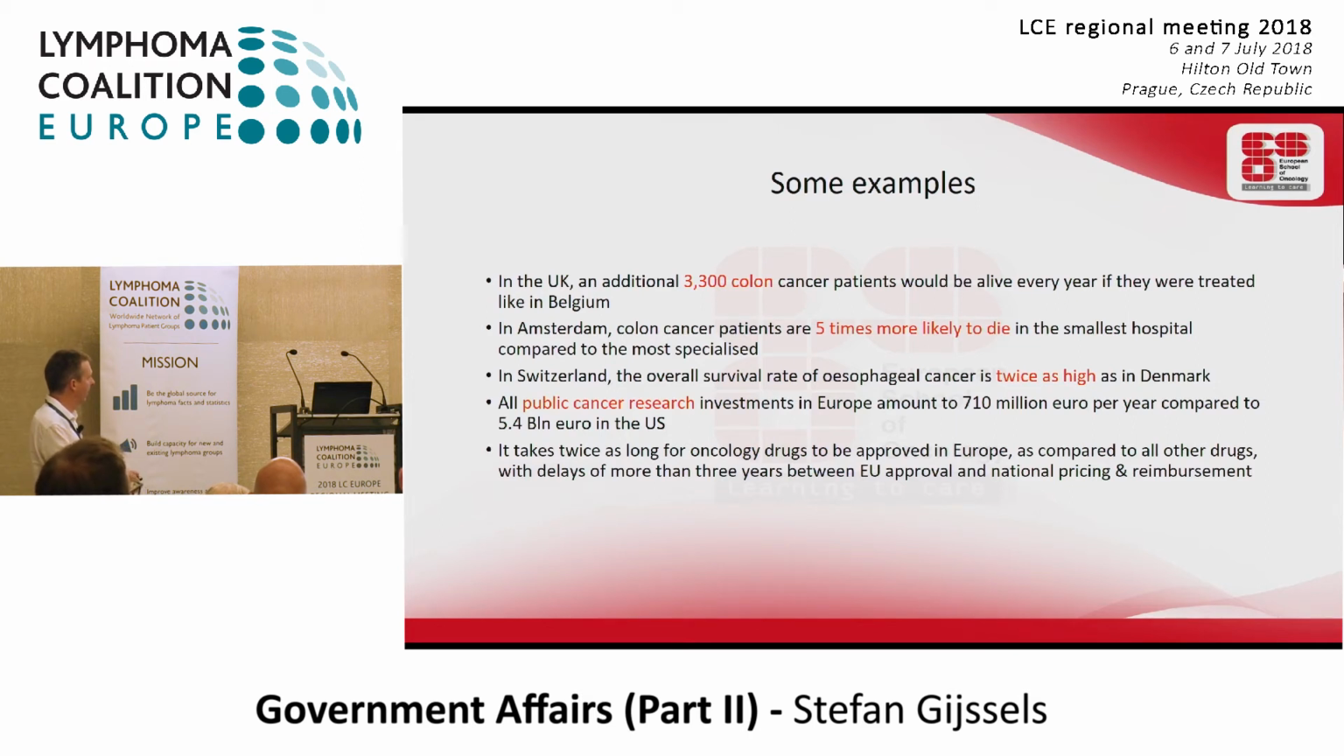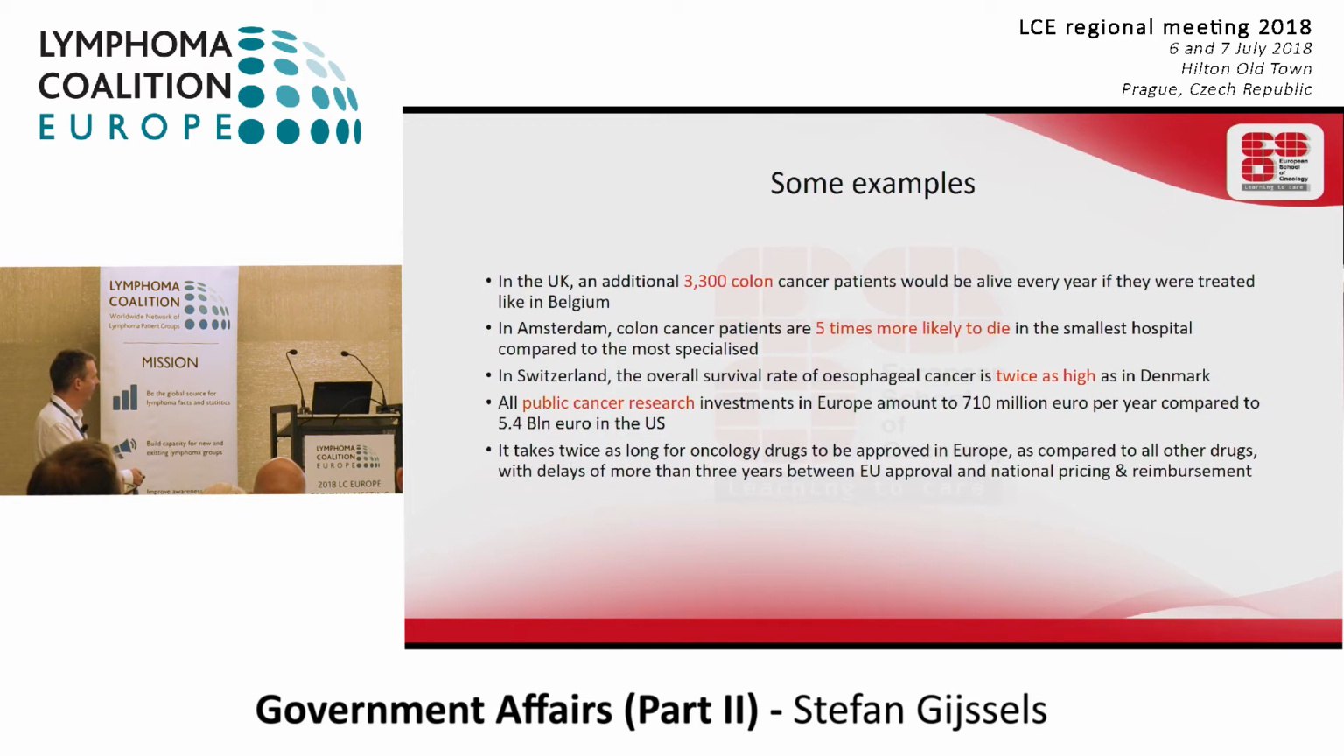In the UK, 3,300 colon cancer patients would be alive every year if they were treated like in Belgium. So the system in the UK has lower outcomes than Belgium. 3,300 people die every year in the UK because they were not treated like in Belgium. This will wake up a politician.